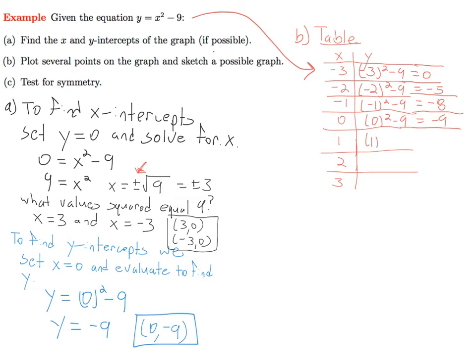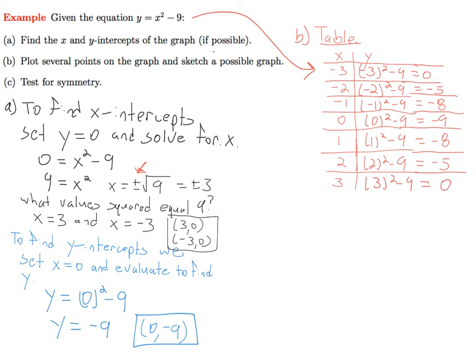When x is 1, I get minus 8. And when x is 2, I get 4 minus 9, which is minus 5. And finally, when x is 3, I get 0. So a couple of observations, and that is, remember we found these x-intercepts over here, and that matches what we found on the table. So we found that when x is minus 3, y is 0. When x is 3, y is 0.